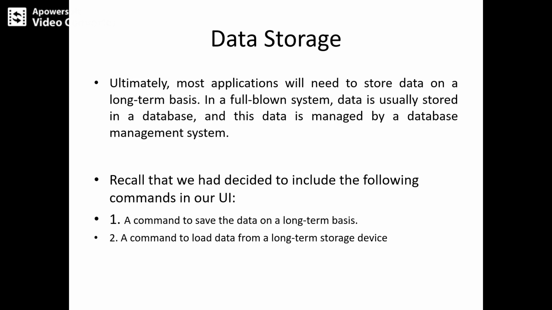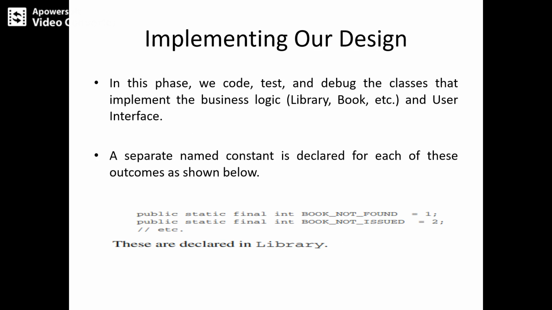There we first need to set up the interface, because for any implementation the interface is a must. Without the interface we cannot do anything. So we'll see that in the next slide, implementing our design. In this phase we code, test and debug the classes that implement the business logic. We have taken the example of a simple library management system, where the main product is the book: how we can issue a book, add a book, remove a book, and so on. So our main role is the book, and the user interface.